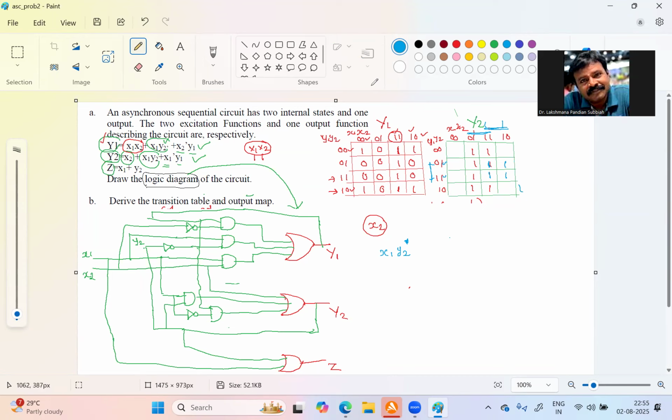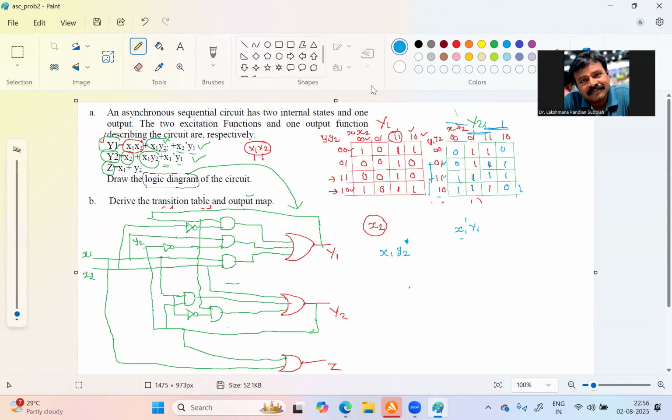Right. Next, here another expression is x1 dash y1. x1 dash is 0, so the first two columns, and y1 is the last two rows. Here we already have 1, 1, then we fill the 1, 1. All others are 0. This is for y2.